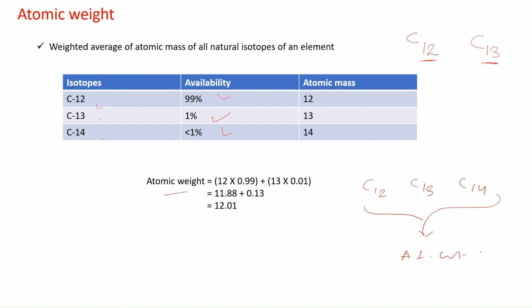Correct? So how will we calculate atomic weight? Atomic weight is 12 into its availability 99%, that means 0.99, plus 13 into 1%, that is 0.01. 14 we have not taken because it is less than 1, so it will be very negligible. Correct? So after calculating, the atomic weight for carbon comes to 12.01. Got it? The difference: atomic weight is a weighted average of all the naturally available isotopes in the environment. Atomic mass is the mass of a particular isotope of an element.